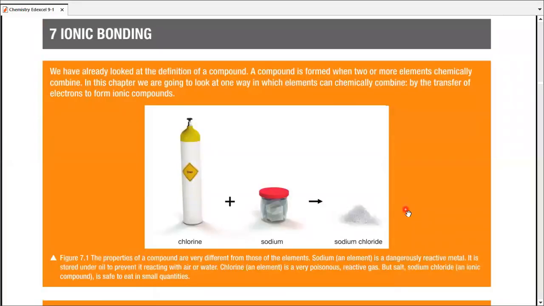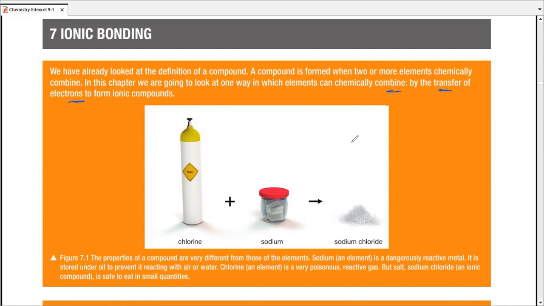All right. Ionic bonding. Ionic bonding is always going to result in a compound. We define compounds as when two or more elements chemically combine. In this case, yes, they are going to chemically combine, but as the very start of the chapter tells you, this entire chemical combination is going to happen by the transfer of electrons. That is exactly correct.